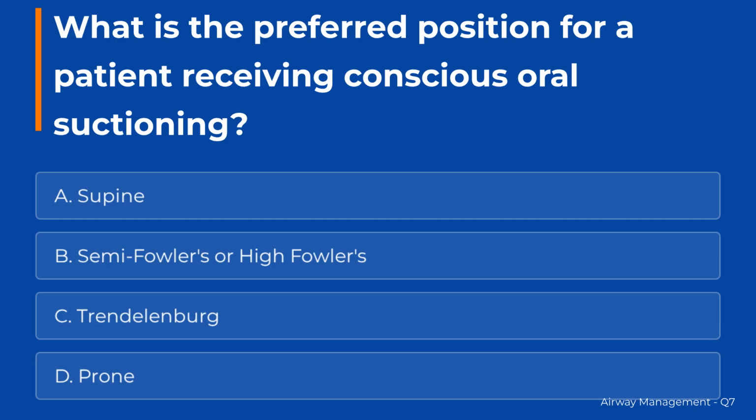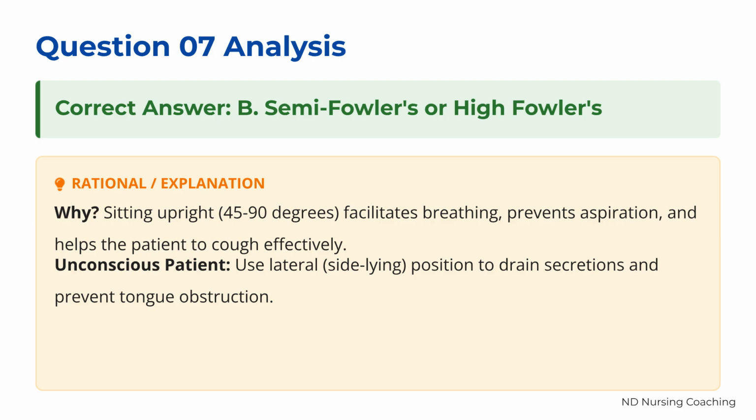Question 7. What is the preferred position for a patient receiving conscious oral suctioning? The correct answer is B, semi-Fowler's or high Fowler's position. Sitting upright facilitates breathing, aids effective coughing, and prevents aspiration. For an unconscious patient, use the lateral or side-lying position.